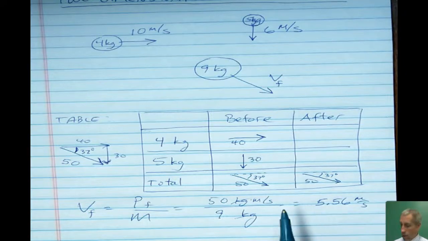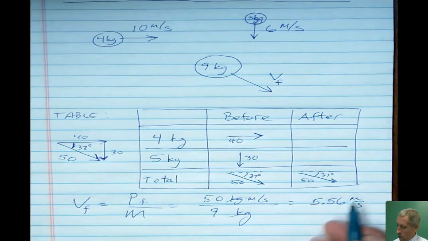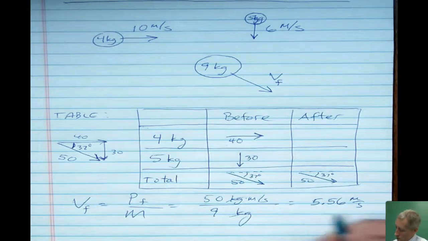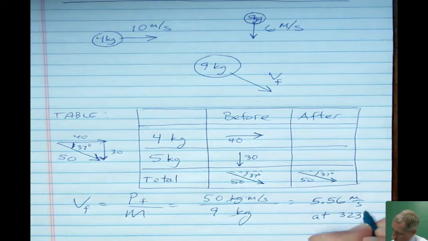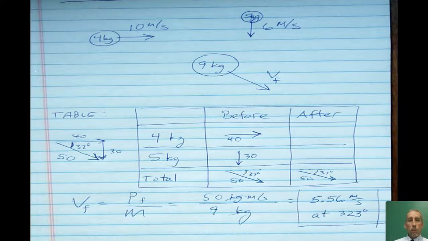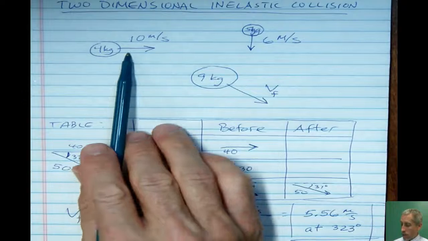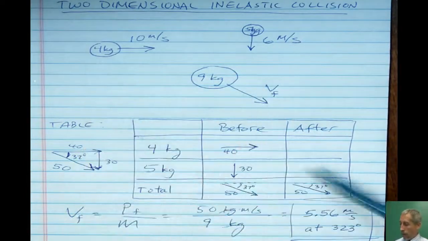And then I would need to describe the direction. Now I like to describe directions counterclockwise from 0, so that would be 360 minus 37, which is 323 degrees. Hopefully I did that math right. So that describes the final velocity. But we got to it through momentum. You can't just use the velocities. There's nothing special about just the 10 or the 6. You must use momentum, and we had to account for the directions.